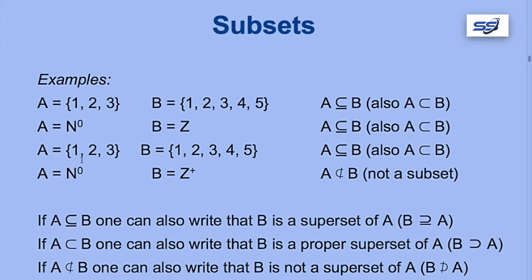A is equal to {1, 2, 3}, B is equal to {1, 2, 3, 4, 5}. A is a subset of B. Also A is a proper subset of B. A is equal to N0, B is equal to Z+. A is not a subset of B.